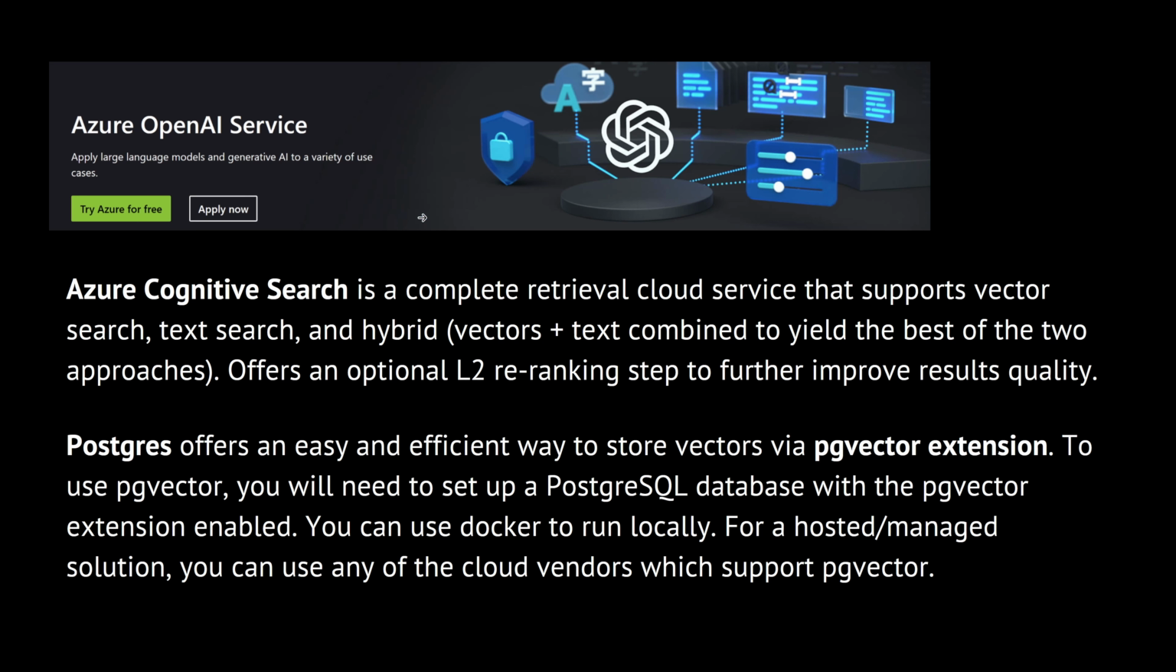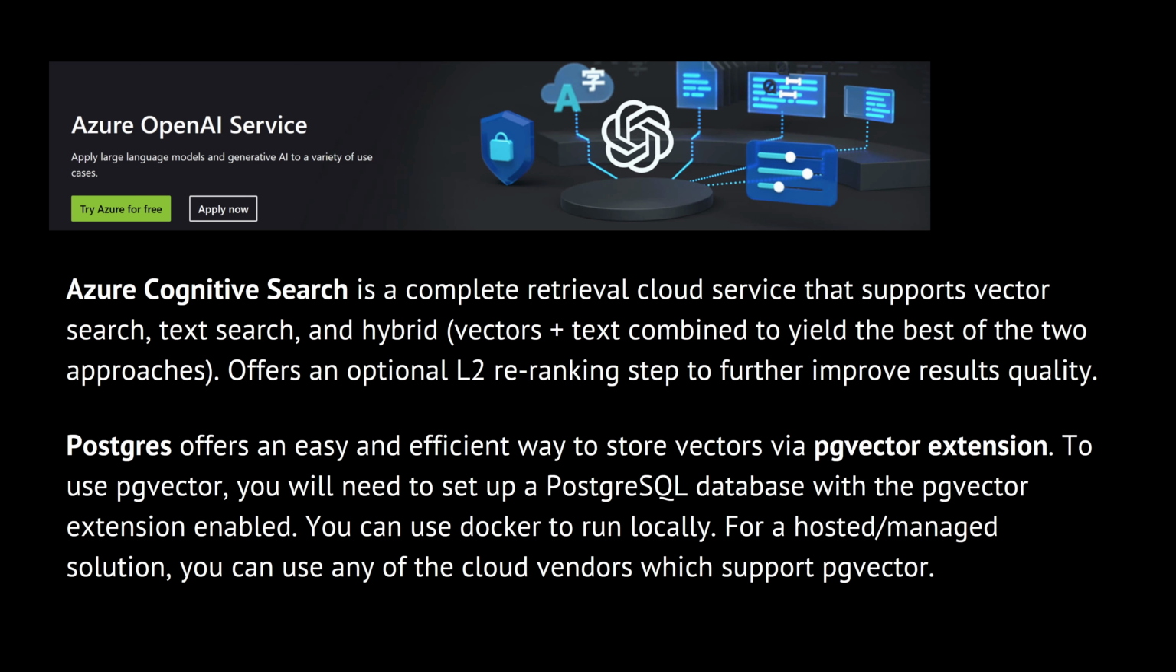So this is something really nice if you want to go with high security, maintainability, but of course it could be expensive. So you have to inform yourself about the prices in your region, in your nation. So Cognitive Search, a complete retrieval cloud service, supports vector search, text search, and hybrid. Hybrid will be the next topic here. It offers some re-ranking step to improve results, everything purely cloud-based, everything proven, everything with high security.